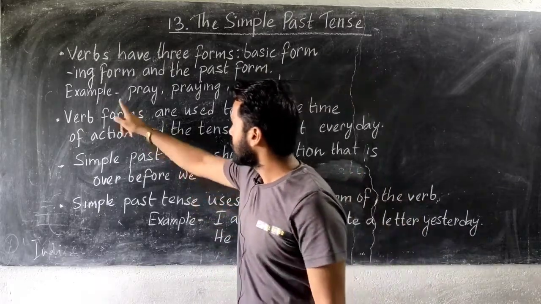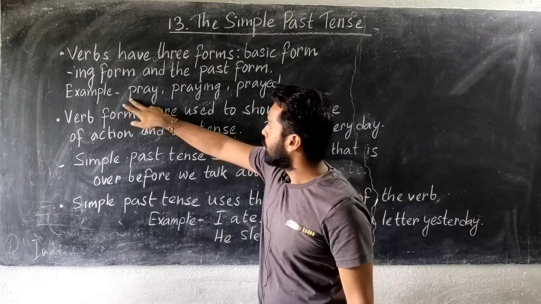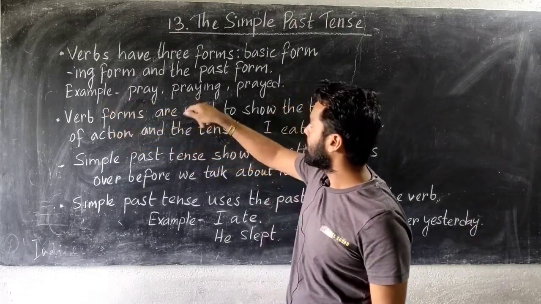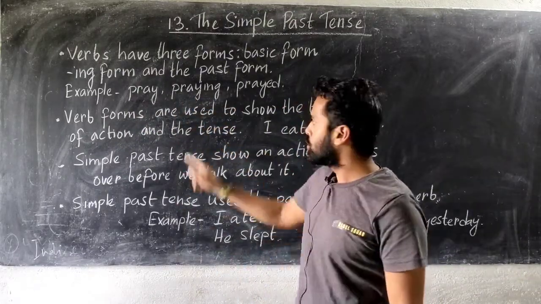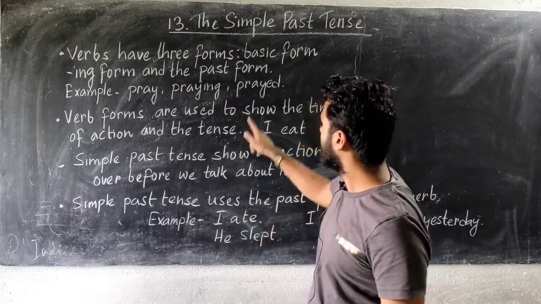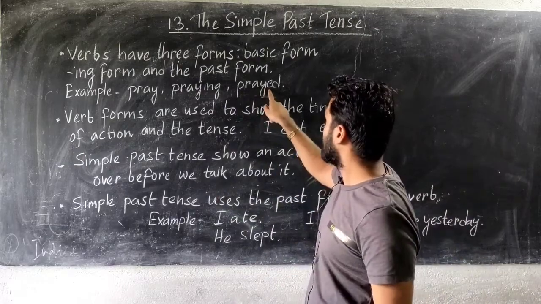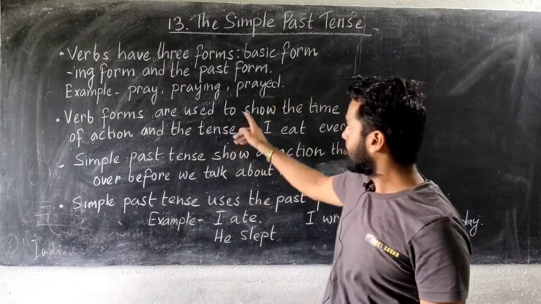Okay, so you see an example is given here, pray. This is the basic form of the verb, no ed and no ing is added. Now we have here the ing form, that is praying. Okay students, here you can see ing is added, so this becomes the ing form of the verb. Then here is the past form of the verb, that is, ed we have added to the basic form and it becomes the past form of the verb.